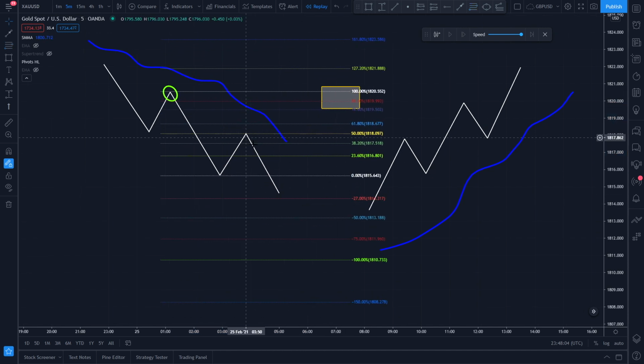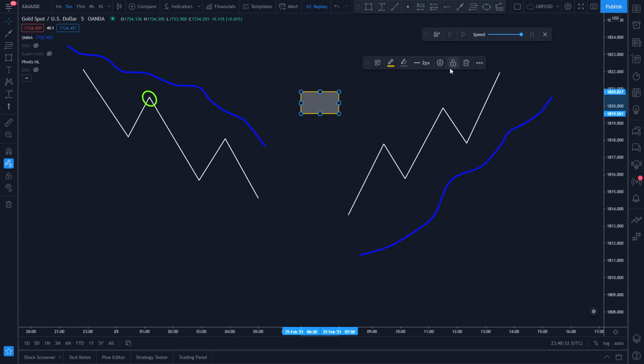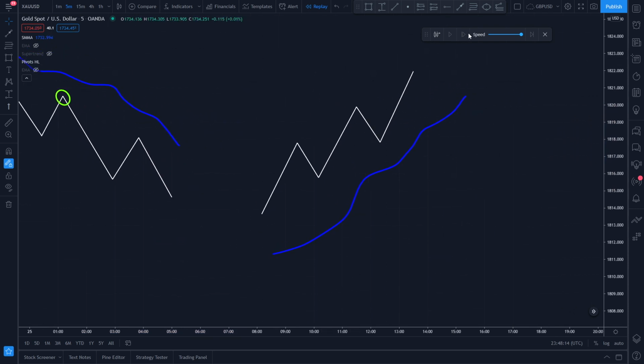Boom, another perfect retracement to the 50% right here. And then this is where you're going to look for some candlestick pattern and then enter the trade. You can make this very simple. Same thing for the uptrend.